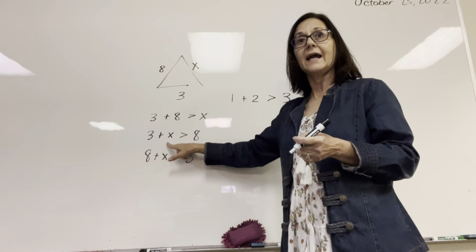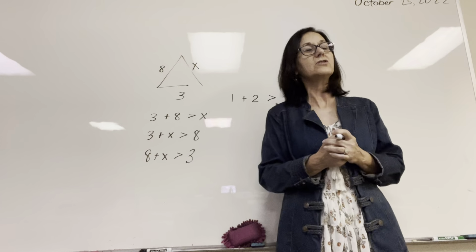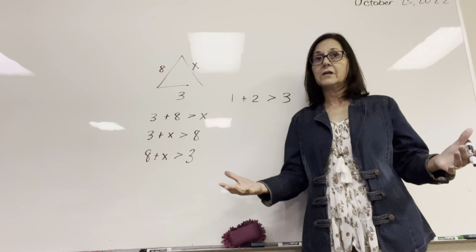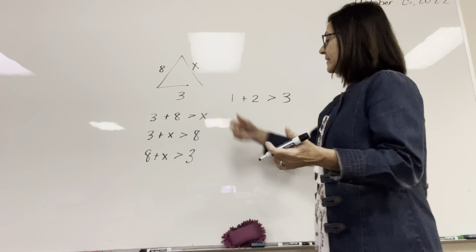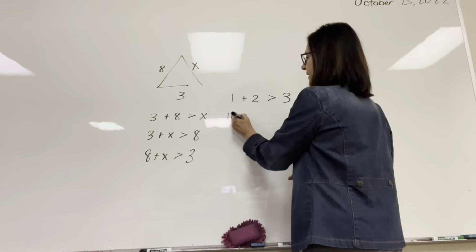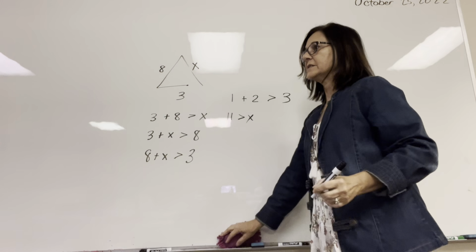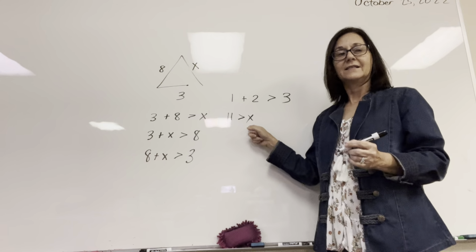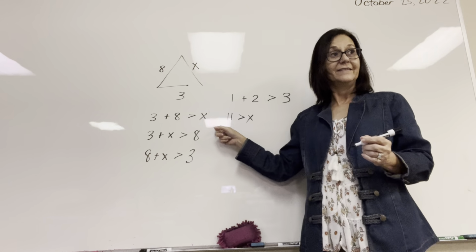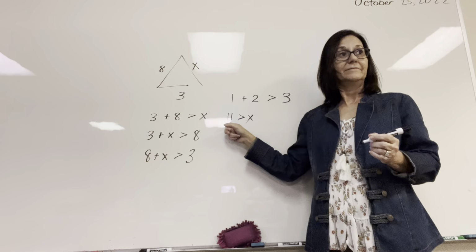I picked 3 and 8 is greater than the third side. Then I put 3 with x is greater than 8. Then I put 8 with x has to be greater than 3. All 3 of those statements have to be true. And we can come up with a range of values for the unknown side. We already know this: 11 has to be greater than x. Or said a different way, x has to be less than 11. Can you read it backwards? x has to be less than 11.